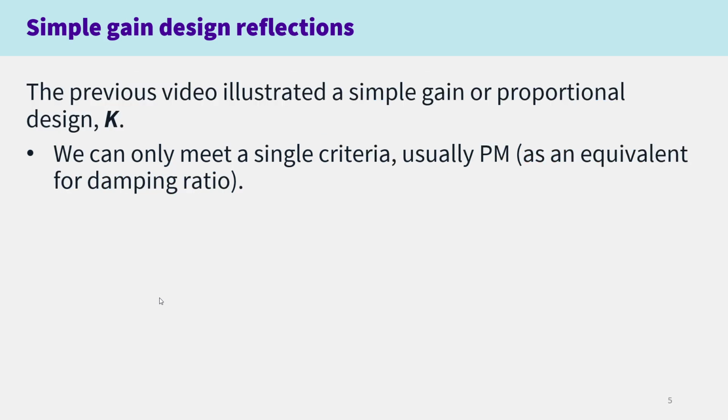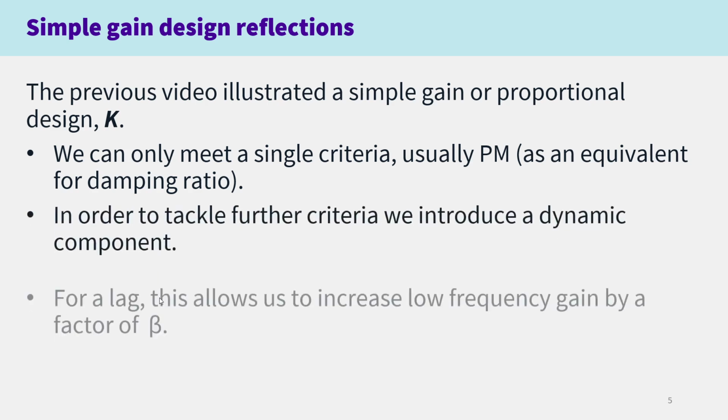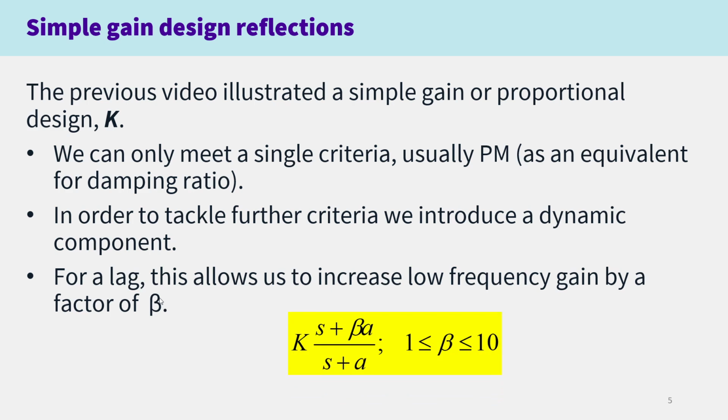So the simple gain design, which we did in the previous video, illustrated that we can only meet a single criteria because we've only got 1 degree of freedom. And usually people aim for the phase margin as a simple criteria. In order to tackle further criteria, we need to introduce a dynamic component to our compensator.